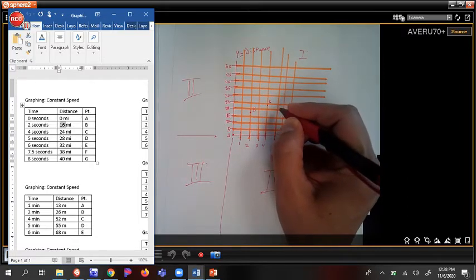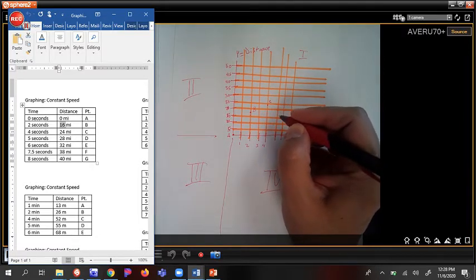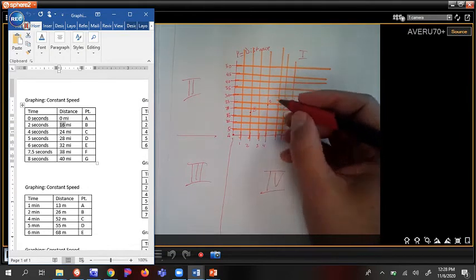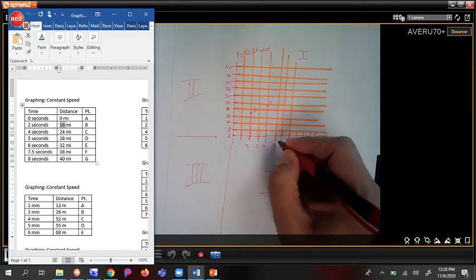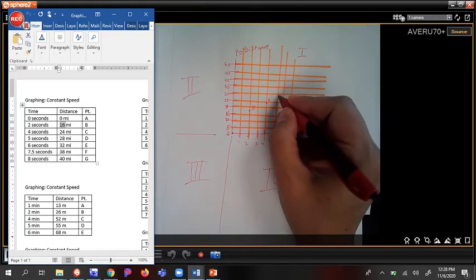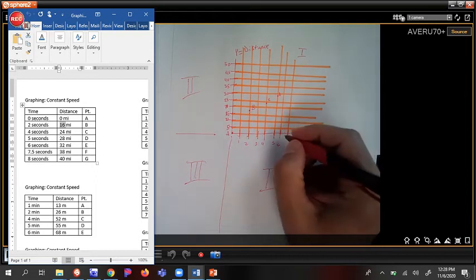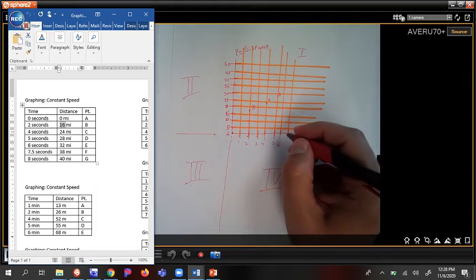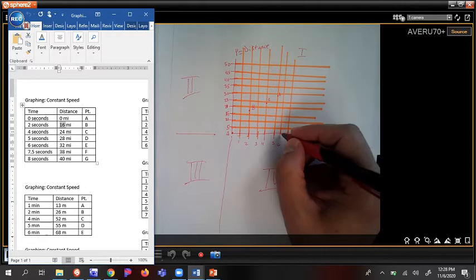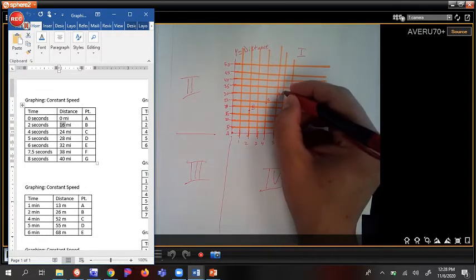Cool. Let's take a look at what 5 is. 5 is 28. So I've got 5 seconds here. Go up to where 28 should be. That's just underneath 30. Easy. Mark that with the letter D. 6 seconds is going to be 32 miles. So 6 seconds at 32 miles. Right there, that's part E.